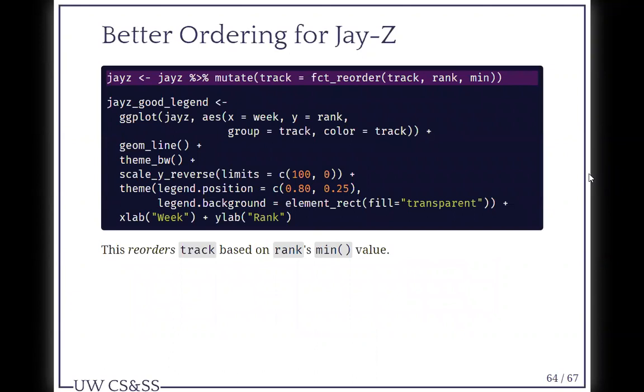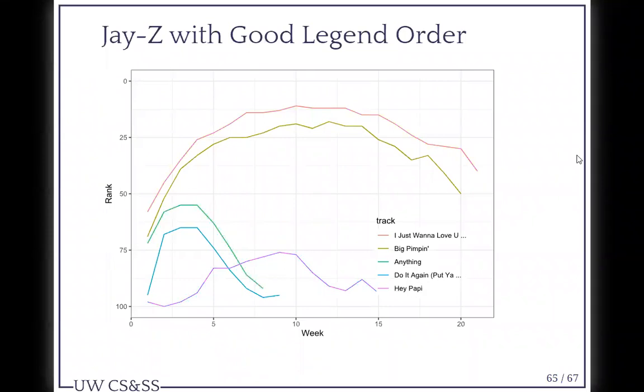So what we could do is use factor reorder to reorder the track column by the rank and the minimum rank that it was. And so now our legend has I Just Want to Love You at the top and Big Pimpin' second. And it matches what our data is telling us in the plot.